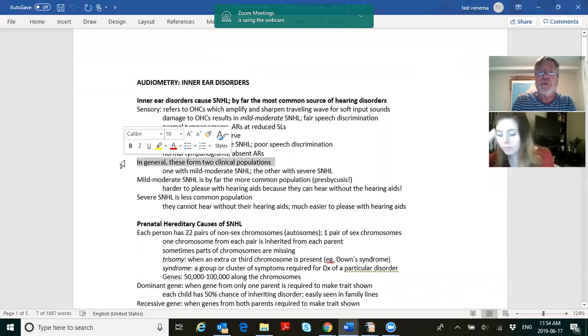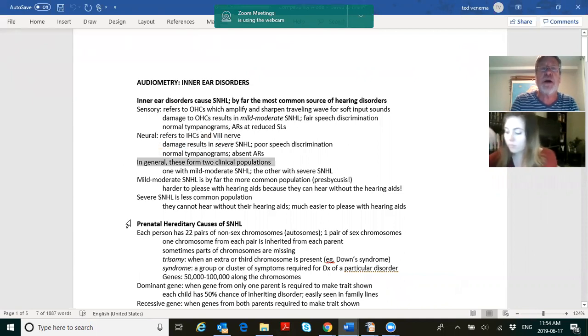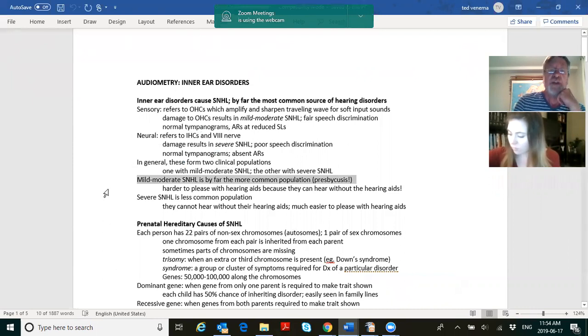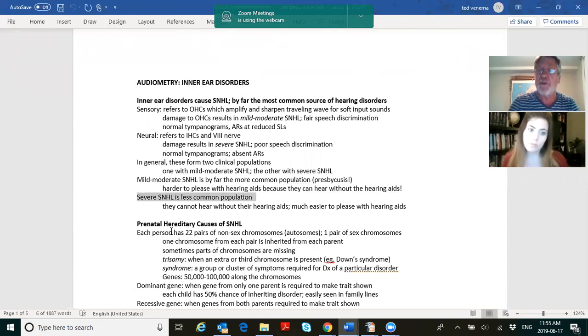In general, these form the two clinical populations of sensory neural hearing loss. One with mild to moderate, the other with more severe. Mild to moderate sensory neural loss, I've got it grayed out here, is by far the most common population of sensory neural loss. Look what else it says here. Harder to please with hearing aids because they can hear without the hearing aids. Think about it. Severe sensory neural loss is a less common population. They cannot hear without their hearing aids. So they're much easier to please.